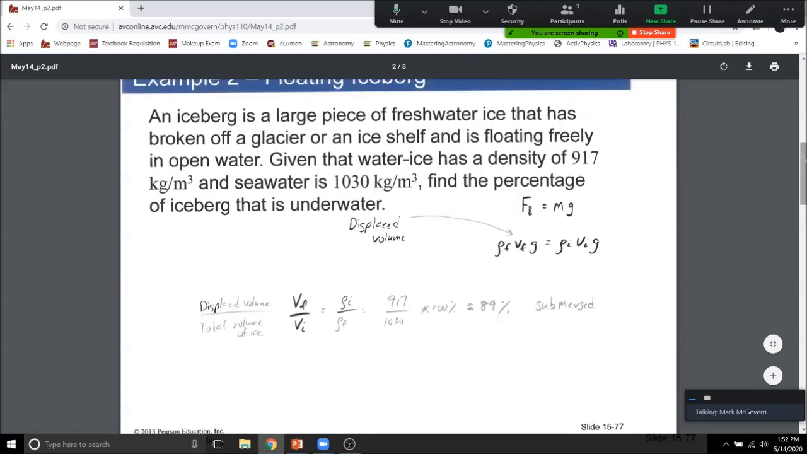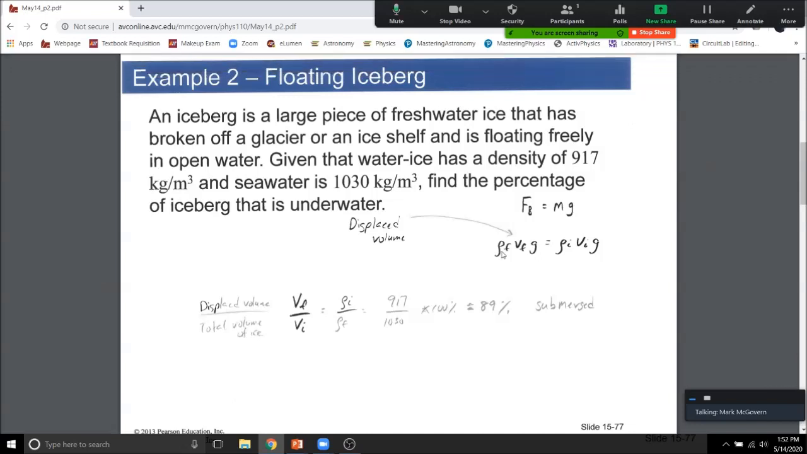Okay. So the idea, again, is that the buoyant force is equal to the weight of the object. The buoyant force is the density of the liquid times the volume of liquid that is displaced, which is not the full volume of the object, just the volume that's displaced. And then, of course, for the ice, this is simply the density of the ice times the volume of the ice. That's the full volume of the ice, by the way. And so we cross out the g's and we're going to create a proportion here. Displaced volume over the total volume of the ice is apparently going to be equal to the ratio of the density of the ice over the density of the water.